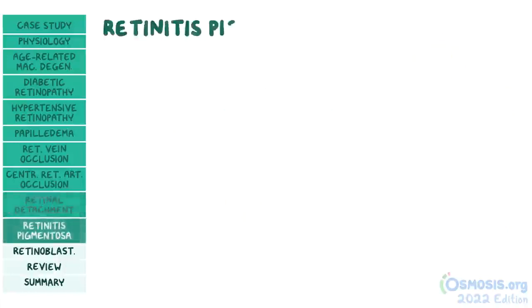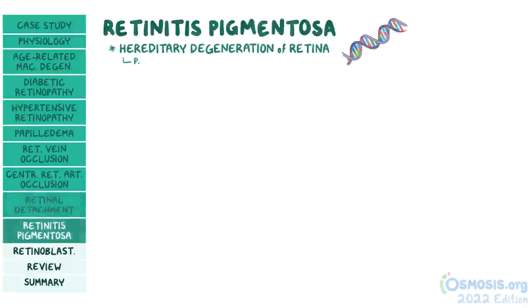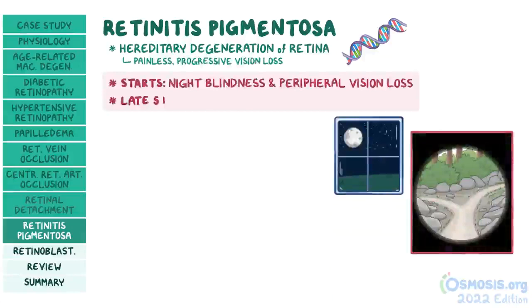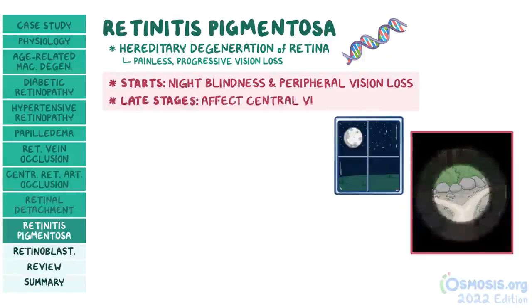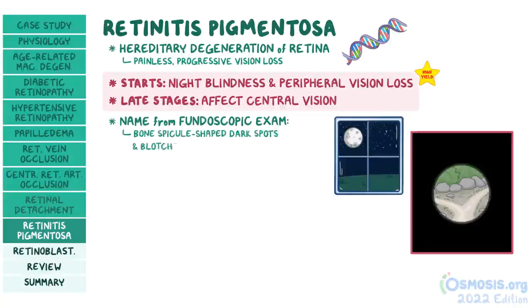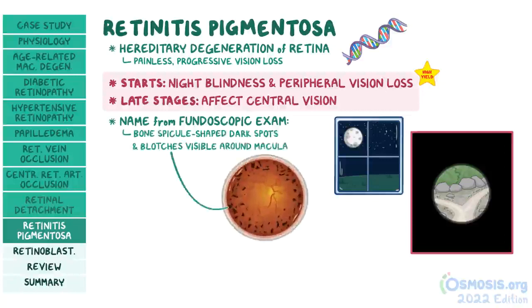Next is retinitis pigmentosa. This is a hereditary degeneration of the retina that results in painless, progressive vision loss. What's high yield to know is that it starts with night blindness and peripheral vision loss, and in late stages goes on to affect central vision. Retinitis pigmentosa takes its name from the fundoscopic exam showing a pattern of bone spicule-shaped dark spots and blotches that are visible around the macula of the retina. Unfortunately, there is no effective treatment.